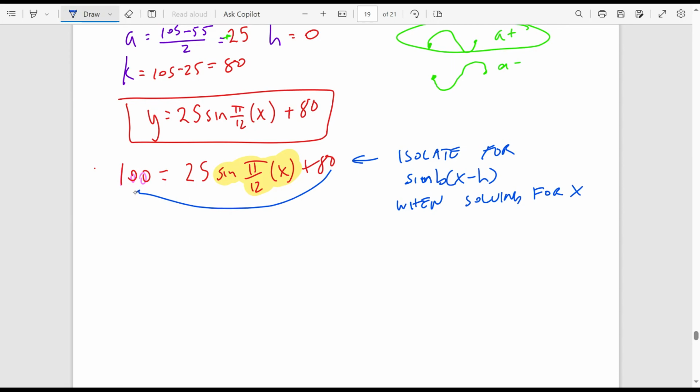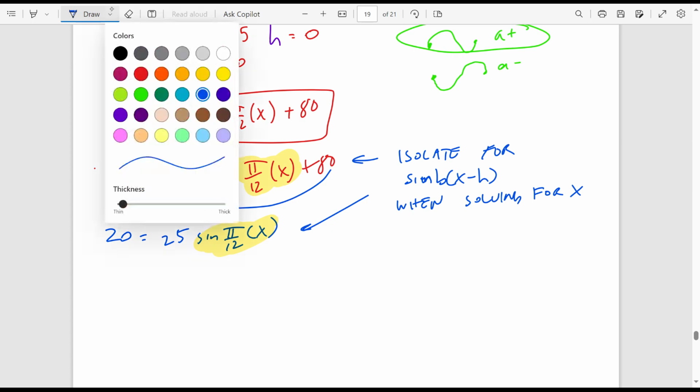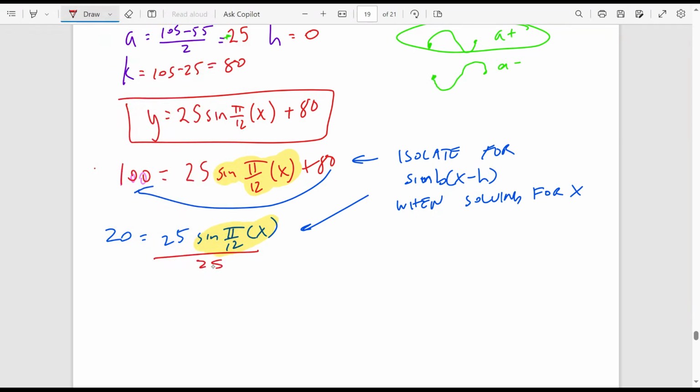So that means bring this guy over first. 20 is equal to 25 sine pi over 12x. And again, I'll highlight it. We are trying to isolate for that. There's no h in this case, but if there was, we would try to include it, which means at this stage, I will be dividing by 25 on both sides.